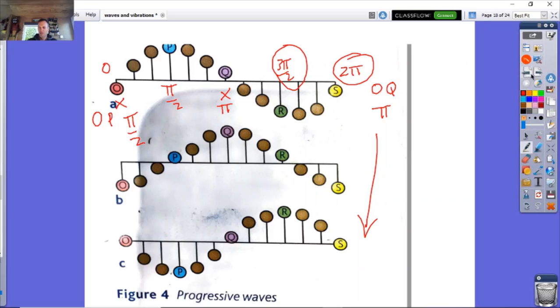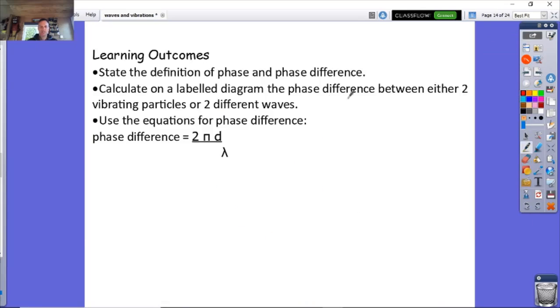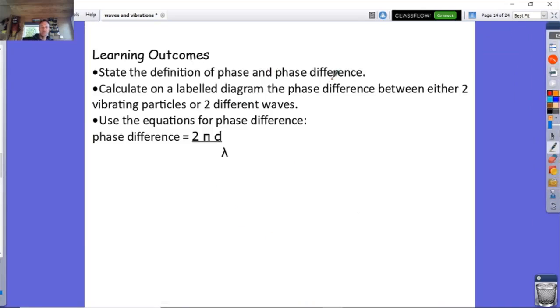So what I've been through here, and I hope you now understand, is the definition of phase and phase difference. You can basically calculate in a labeled diagram the phase difference between 2 vibrating particles or 2 different waves, and you can use that equation of 2 pi d over lambda.